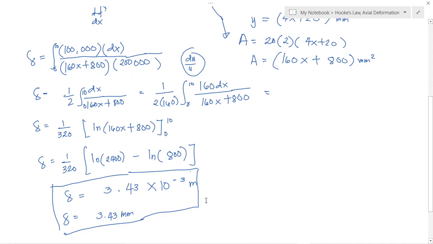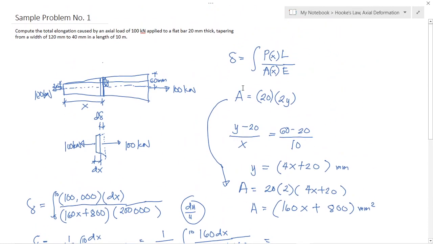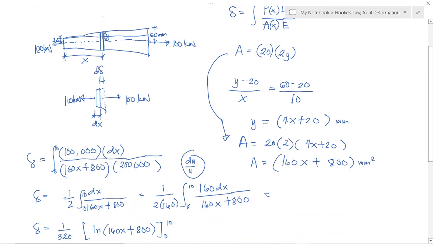So, application of this equation, considering na hindi uniform yung cross-sectional area.